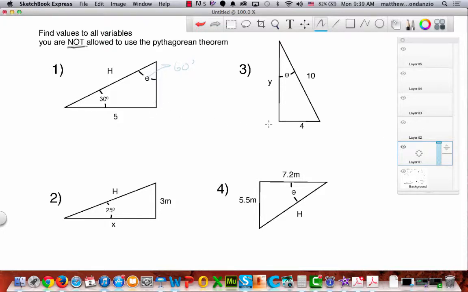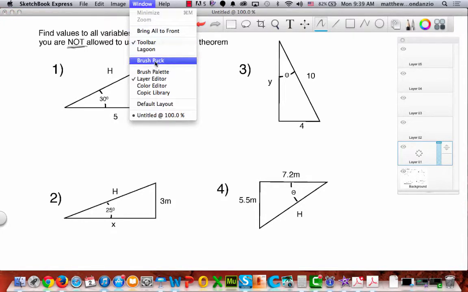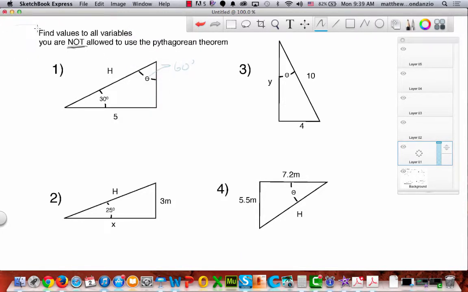Right, and because we're in right triangles, every triangle is going to have a 90 degree angle in it. That means that the two other angles add up to 90 degrees. So you can just go from that standpoint. Okay, so that's 60 degrees. Great. Okay, so we've got that.